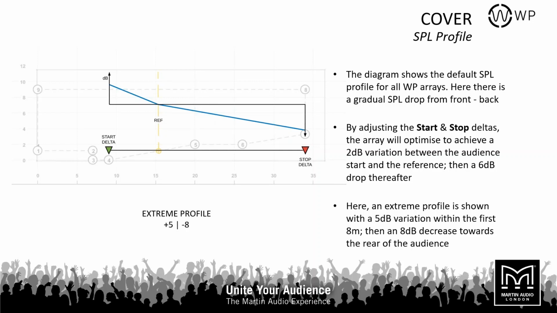In some cases, you can do some pretty extreme things. Here we have a 13 dB variation with 5 dB variation within the first 8 meters, and then dropping off by 8 dB towards the back. So it's all things you can play with and really learn to understand how the SPL profile can have a big effect on the output of your array.